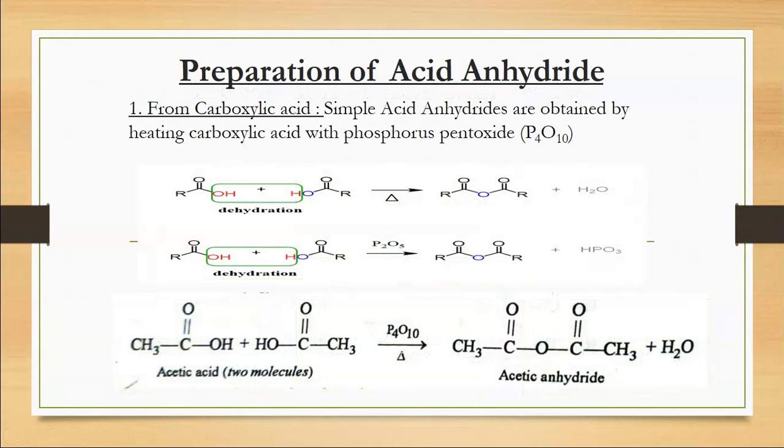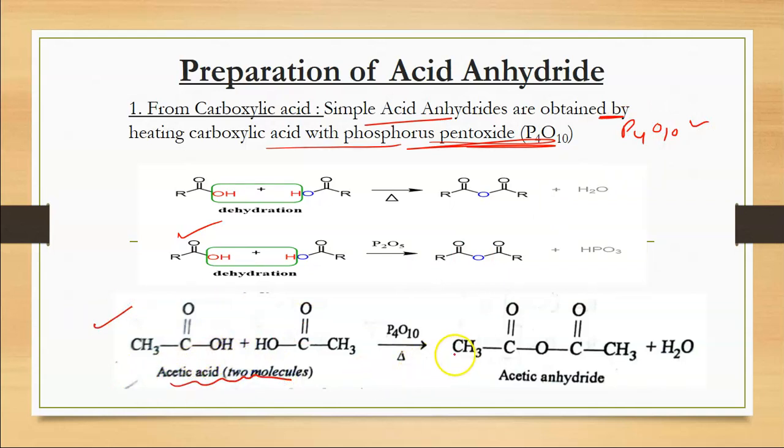Okay, so proceeding further. First is from carboxylic acid. See, what is happening over here is simple acidic anhydride. They can be prepared or obtained by heating your carboxylic acid with phosphorus pentoxide, that is P4O10. That is one case like this. They have taken two molecules of acetic acid, and in the presence of P4O10, they have heated these two molecules of carboxylic acid so as to get your acetic anhydride. So this is how you are going to get your acid anhydride from carboxylic acid.